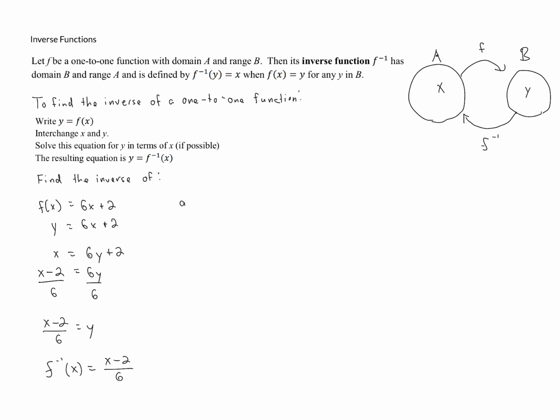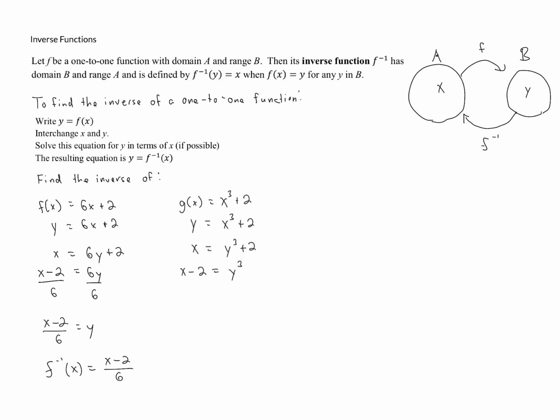Let's find the inverse of g of x equals x cubed plus 2. Again, we're going to replace our function with y. So y equals x cubed plus 2. And then we're going to interchange x and y. So this will be x equals y cubed plus 2. And then our goal is to solve for y. If we subtract 2 from both sides, that's going to be x minus 2 equals y cubed.